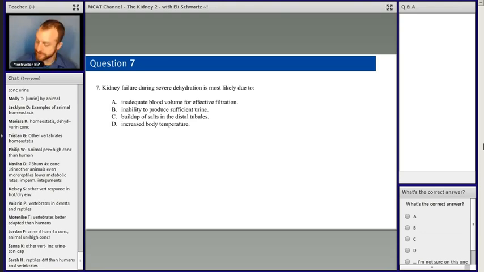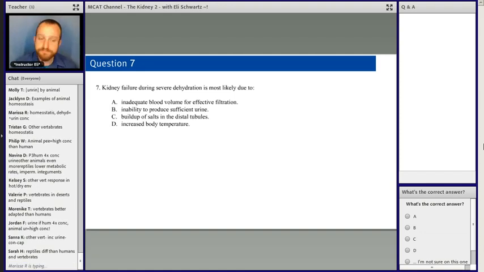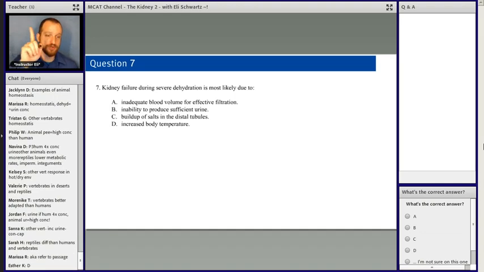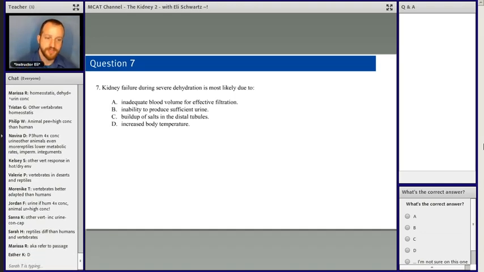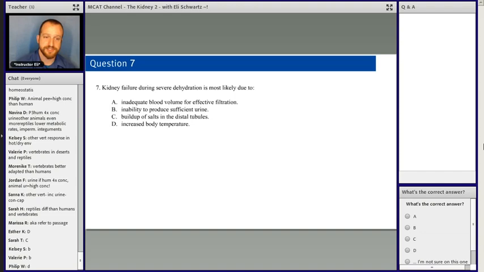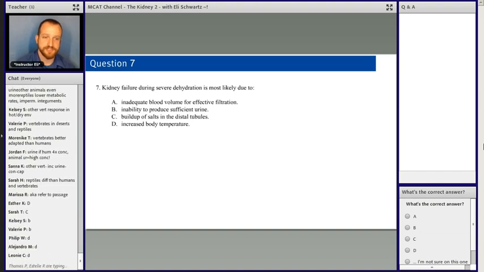Hopefully that hint helped a little bit, because there's 2 answers that seem to be getting very few votes. First of all, which one did you eliminate right off the bat? Give me one that you got rid of. Probably D, early on, Esther. A bunch of your classmates agreeing.